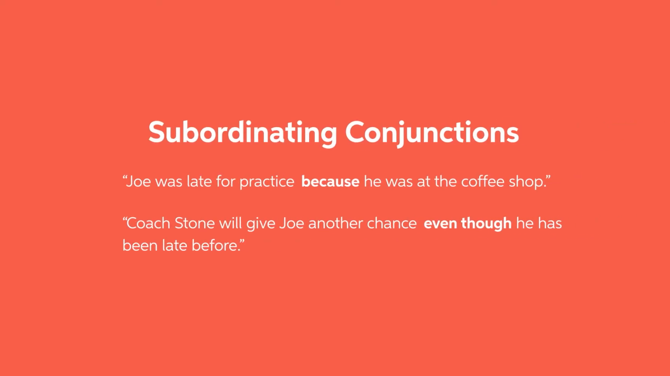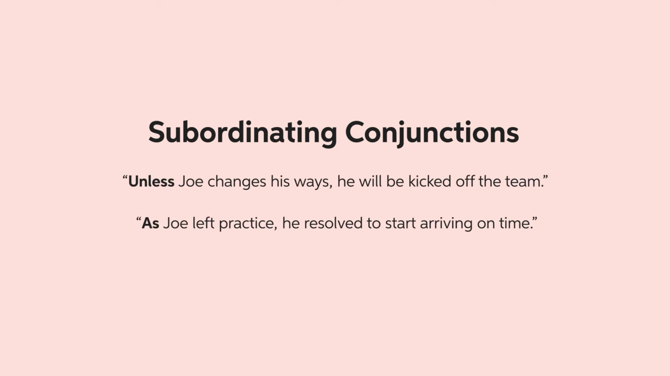If the independent clause precedes the subordinate clause, there is usually no comma between the clauses. In this sentence, Joe is late for practice is the subordinate clause. Here, Coach Stone will give Joe another chance is the independent clause. Therefore, there is no comma before the subordinating conjunction. Conversely, if the dependent clause comes first, a comma should be used between it and the main clause. In these 2 examples, a subordinating conjunction starts each sentence in a dependent clause, so a comma is required between the dependent clause and the main clause.